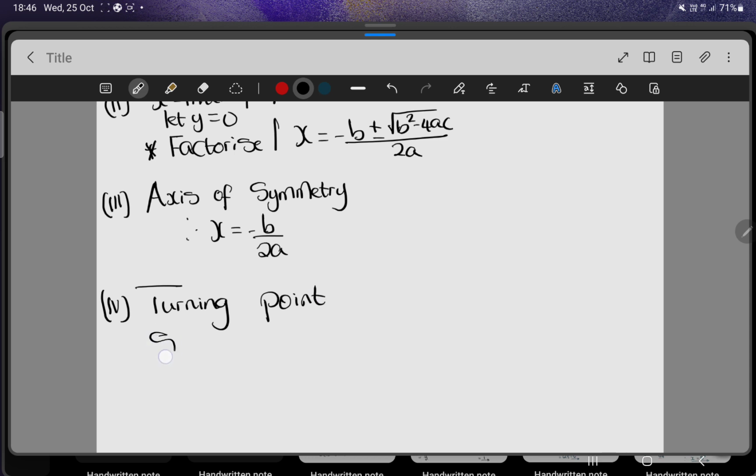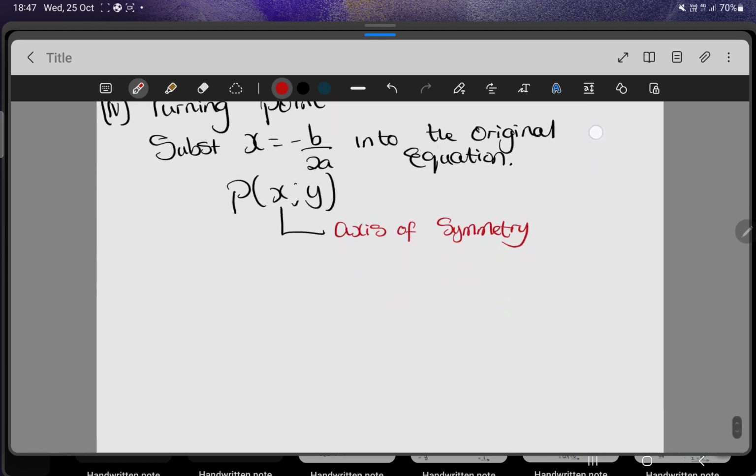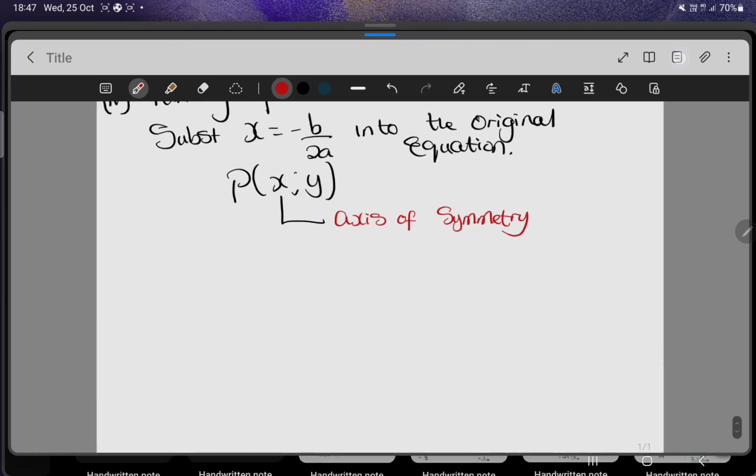We're going to substitute the axis of symmetry into the original equation. Then you will get the turning point. Remember the turning point has to have x, then y. So what is this x? This x is what we call the axis of symmetry. That is how we can go about that one.